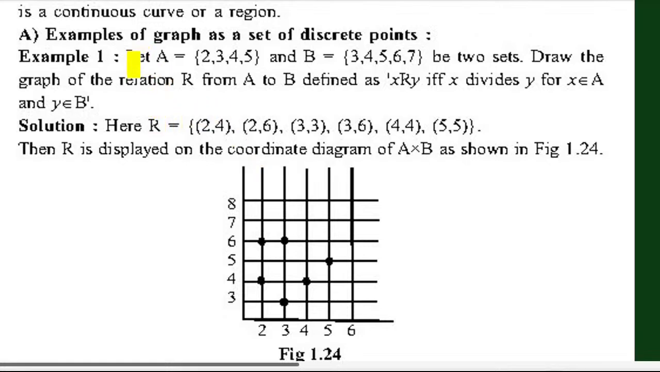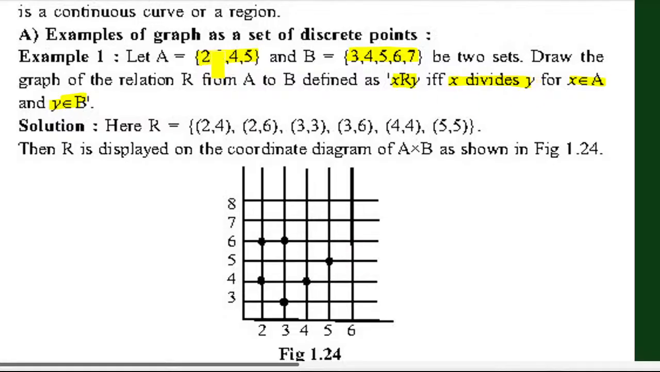Let's see what is given. Let A = {2, 3, 4, 5} and B = {3, 4, 5, 6, 7}. These are the two sets. Then we need to define a relation from A to B, where x is related to y. x will be an element of A and y an element of B, if x divides y, for x belonging to A and y belonging to B. So x should divide y.